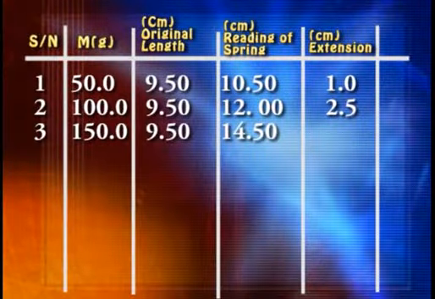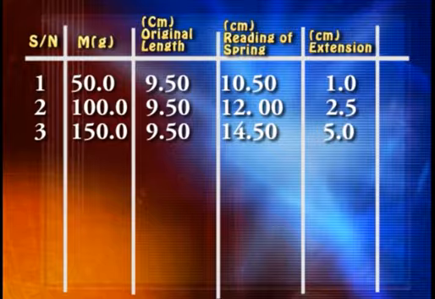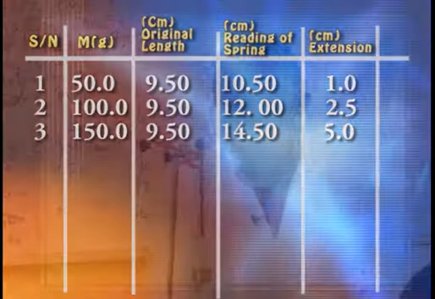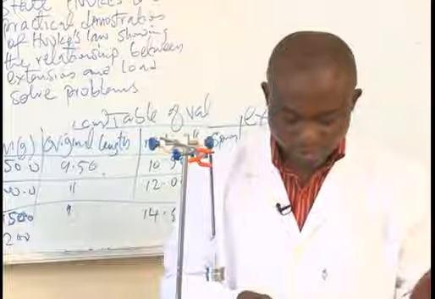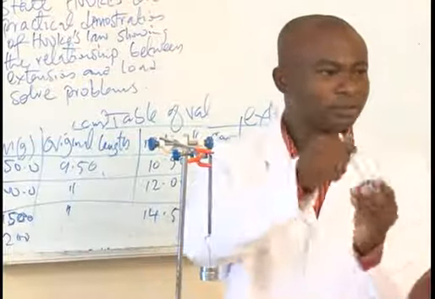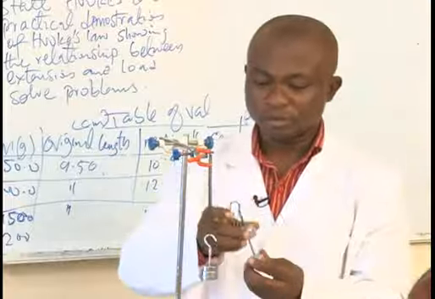14.5. I told you this one is fixed. The original length is fixed. 14.5 centimeter. What's the value for the extension? The first one, 1.0. The second one is what? 2.5. The third one is what? 5.0. Let's go to the final stage. That is 200, right? This is 100 grams. This is another 100 grams. I'm going to add this to this.